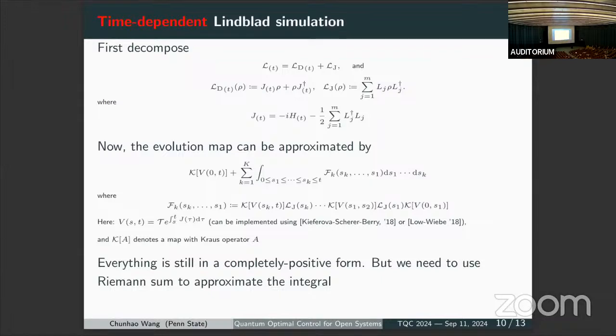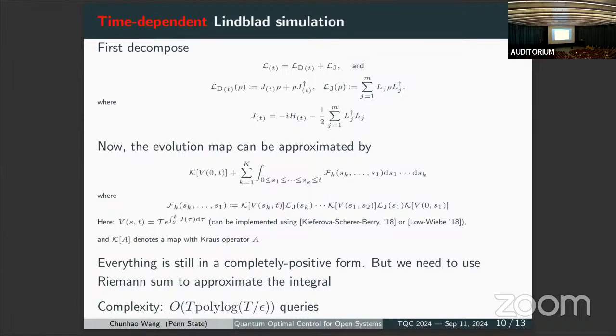But a little bit of technical stuff to note is that you can no longer use Gaussian quadrature to approximate this integral in this case, because to use Gaussian quadrature, you need to bound the higher order derivative of the integrand. But in the time-dependent case, we don't know how to bound the higher order derivative. So we can just use this Riemann sum to approximate the integral. It's slightly less efficient. And then again, our query complexity is roughly the same as the time-independent case. So it's still linear in T and polylog in 1 over epsilon.